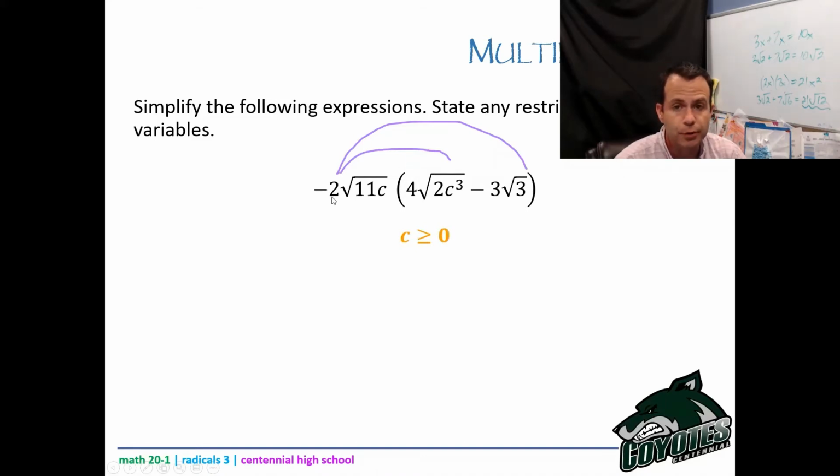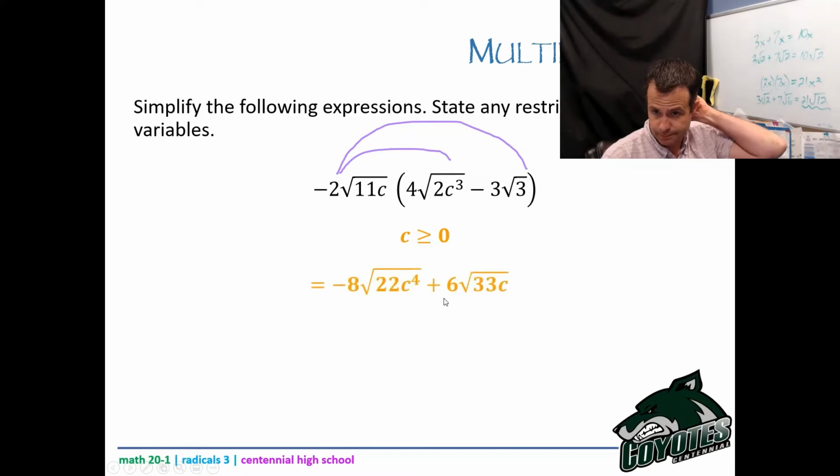Now I'll distribute, so I've got negative 2 times 4 is negative 8. Root 11C times root 2C is going to give me root 22C to the 4. Then I'll multiply these guys together. Negative 2 times negative 3 is positive 6. Root 11C times root 3 would give me root 33C.